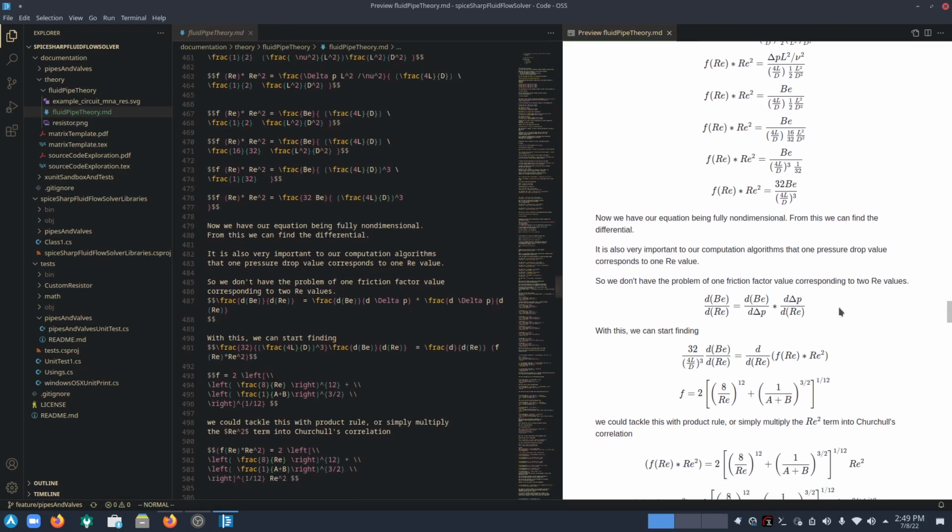This is how we can first find the dBe dRe. So this is the term on the left hand side. We differentiate both sides by the Reynolds number, so d by dRe of fRe times Re squared. You'll see this derivative pop up over and over again in the functions. And of course, these constants we can just bring over to the right hand side.